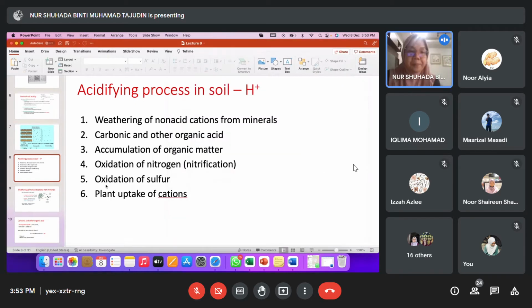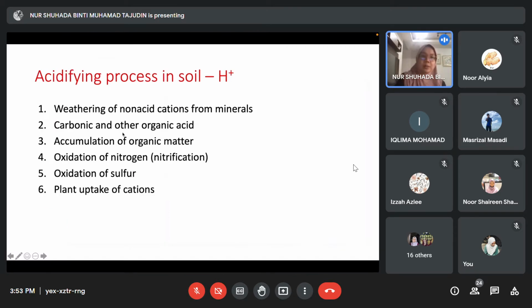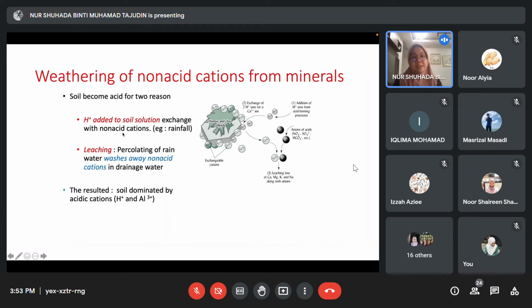Okay, so ni adalah enam proses yang menyebabkan contribution of the H plus in the soil environment. Okay, so we go one by one. Okay, first, weathering of non-acid cation. What is the meaning of weathering? Meaning that weathering ni, dia macam buang. Okay, it's like throwing off some materials.